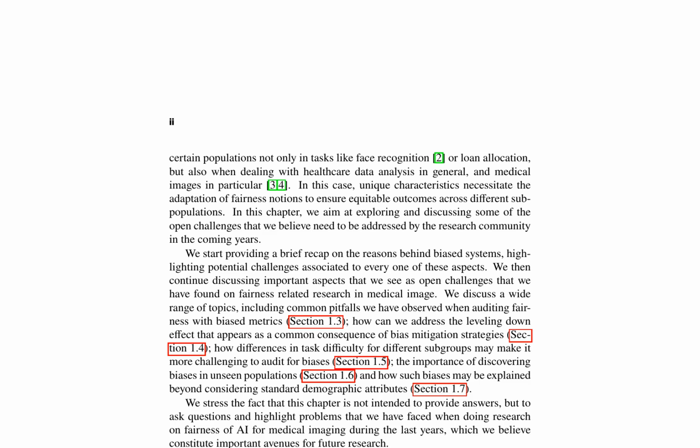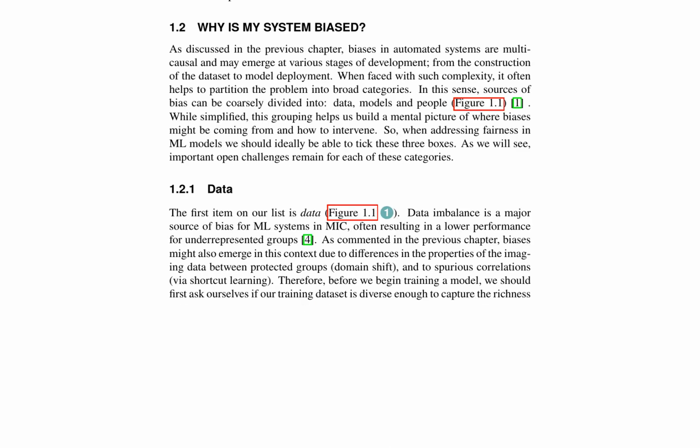auditing for fairness, the leveling down effect, task difficulty variations among subgroups, discovering biases in unseen populations, and explaining biases beyond standard demographic attributes. The authors discuss common pitfalls observed when auditing fairness with biased metrics, how to address the leveling down effect, and the importance of discovering biases in unseen populations and explaining biases beyond considering standard demographic attributes.